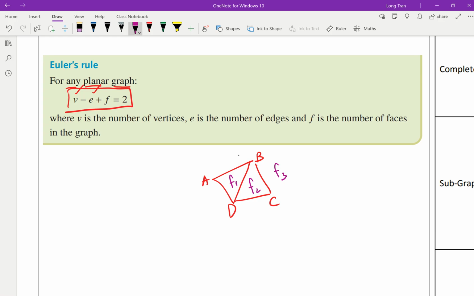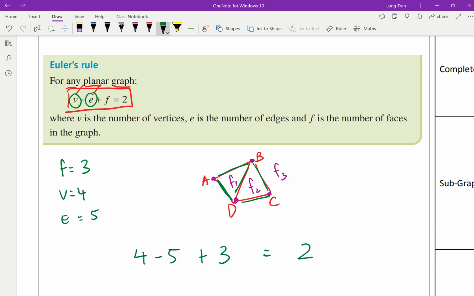Vertices, we have 1, 2, 3, 4. And then edges, 1, 2, 3, 4, and 5. So if I write it down, faces were 3, vertices were 4, and edges, I had 5. According to this rule, V minus E plus F, which is 4 minus 5 plus 3, is meant to equal 2.